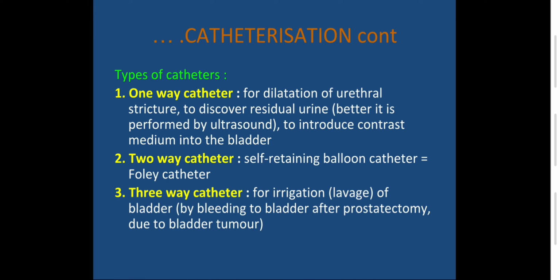Second, two-way catheter. It is a self-retaining catheter. Different methods of self-retaining are used, but the most common is the Foley catheter, where a balloon is used for self-retaining. We inflate the balloon inside the bladder and we can keep the catheter in the bladder for a while. Then the three-way catheter has one channel for drainage, one for continuous irrigation and lavage of the bladder, and one for inflation of the balloon.